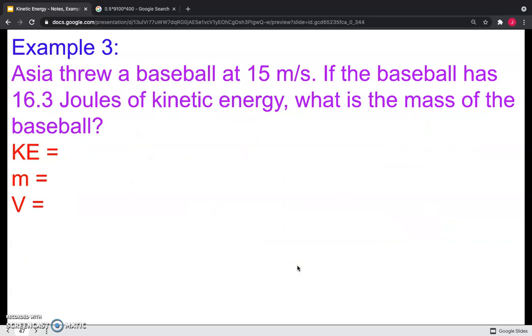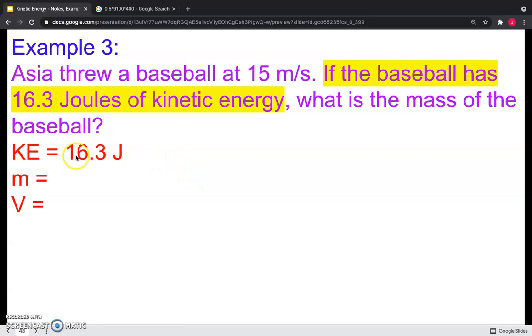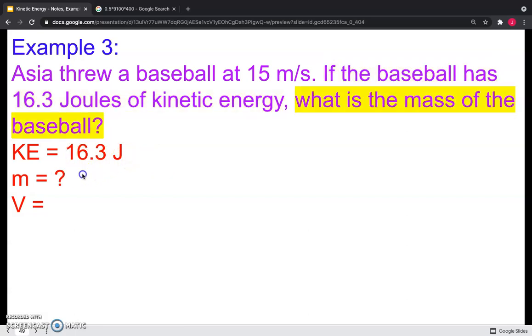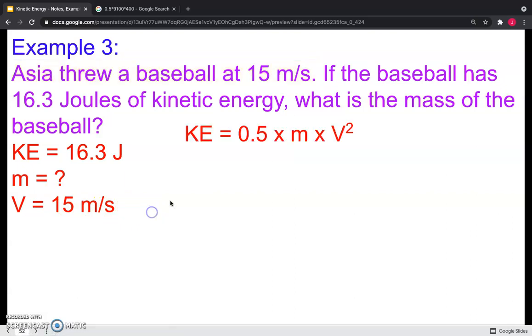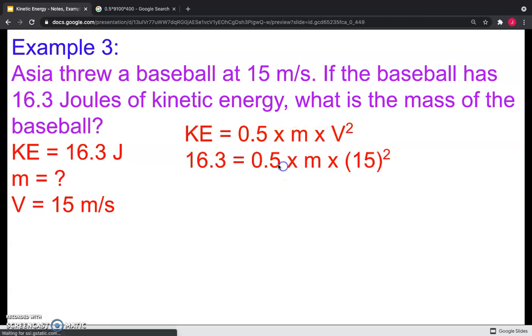Okay, example 3. Asia threw a baseball at 15 meters per second. If the baseball has 16.3 joules of kinetic energy, what is the mass of the baseball? Okay, so now we know the kinetic energy, that's 16.3 joules. We're looking for the mass, that's our unknown. The velocity is 15 meters per second. Okay, so we're going to plug them into our formula. KE equals 0.5 times m times v squared. We're going to plug in the kinetic energy, which is 16.3, and the velocity, which is 15 squared. And then we're going to solve for m.